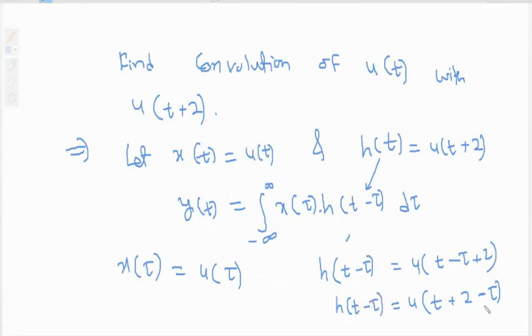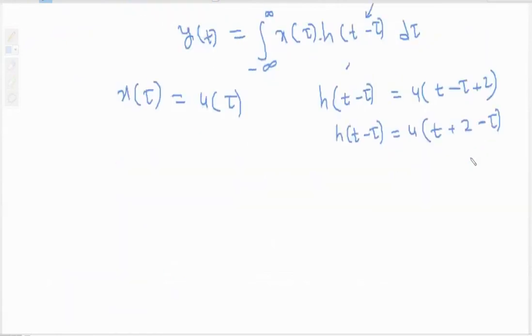Listen carefully, in h of t minus tau, here we don't have t simply. Instead of t we have t plus 2, because in the question itself t plus 2 is written. So now cases will be: case 1, t plus 2 is less than or equal to 0. That means this t plus 2 is negative. Now sketch the signals.